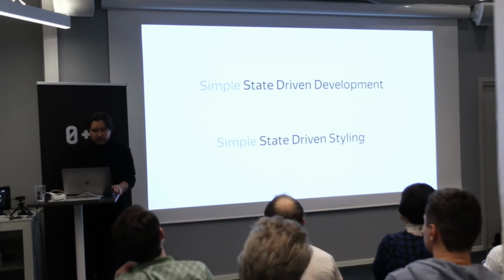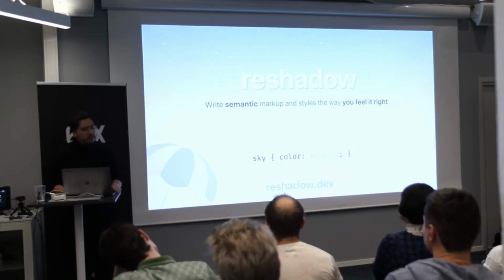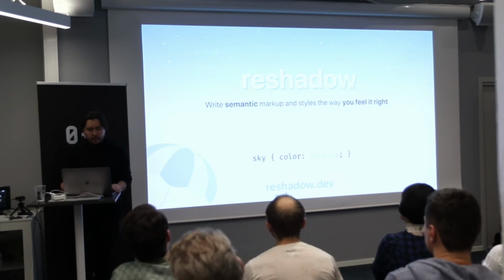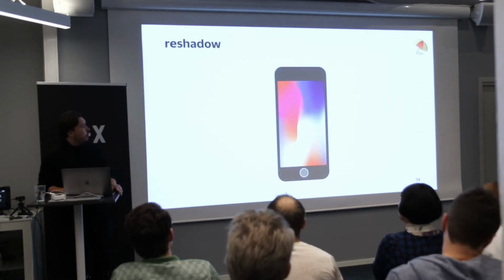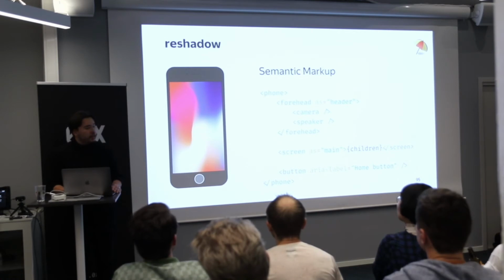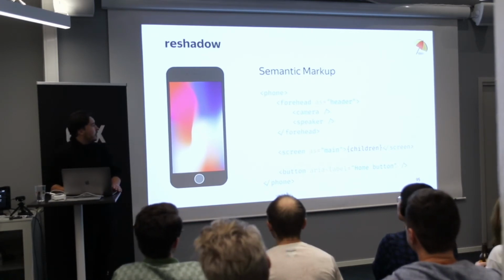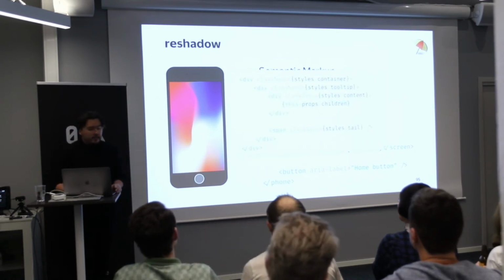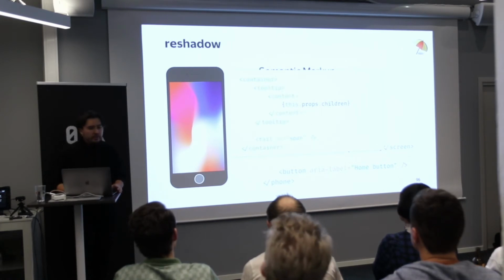And I'd like to introduce Shadow to you. It's an idea of how we can write semantic markup and styles and feel the way that it works right. Let's imagine a phone component. For example, with Shadow, you can easily start with markup like this. It looks like XML, and with Shadow, you can semantically name your elements like phone, camera, speaker, and so on. And instead of mapping your class names, you can just split your elements into semantic elements here.